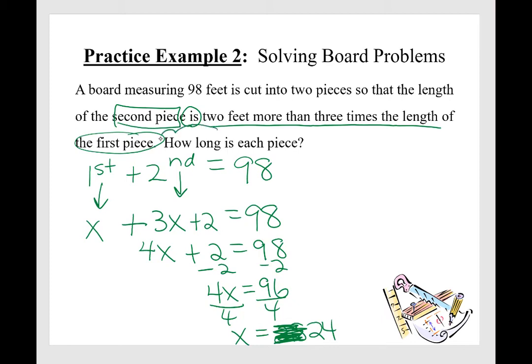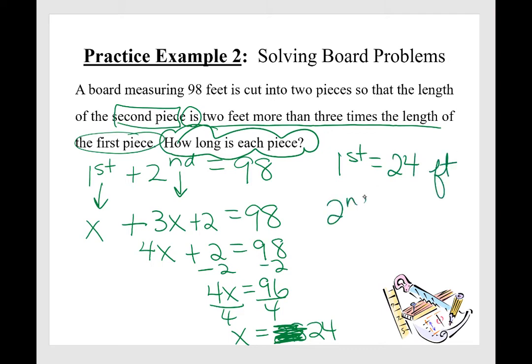Now let's answer the question. How long is each piece? So the first piece is just x, which we know is 24. So it's 24 feet. And then the second piece. The second piece is 3x plus 2. So 3 times 24, and I'm going to use my calculator this time since I messed up before. So 3 times 24, and then we're going to add 2 to that, and that gives us 74.